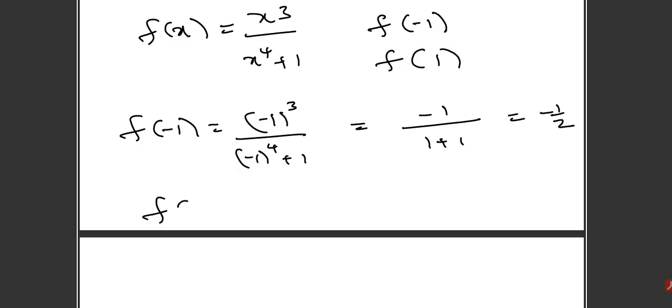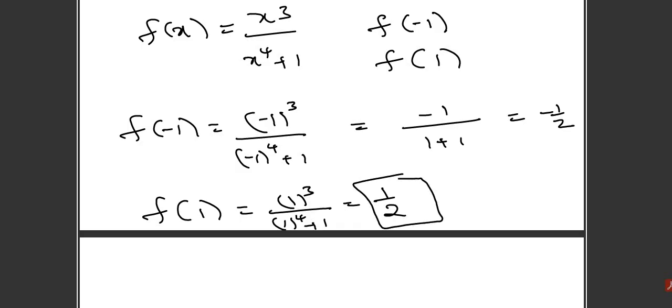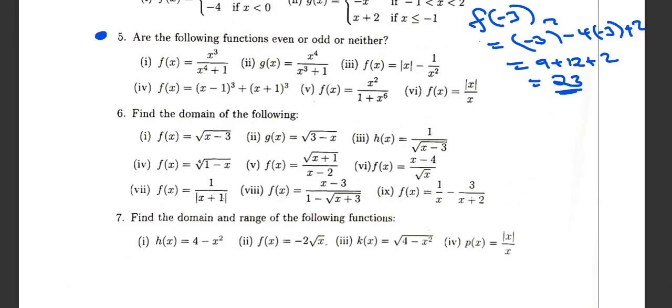Then if I put 1 in the same function again, I have 1 to the power 3 over 1 squared plus 1. This is just 1 over 2. You notice that the numbers are the same, but the signs are different, right? So the function is odd. That's how you identify. If the numbers are the same but the signs are different, your function is odd. If everything is the same, it's even. If they are totally different, it's neither even nor odd.